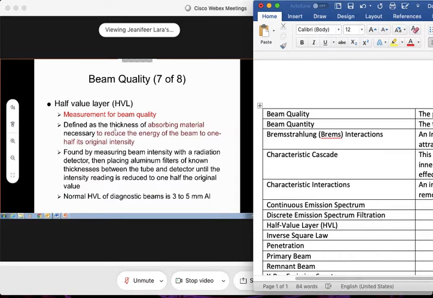And so what's the point of it? We want to make sure that our beam is of quality. Yeah, we have tube filtration. Yeah, we know we're getting 2.5 millimeters of aluminum to weed out the weak photons. But how strong is our beam altogether? And we can determine how strong it is by the half value layer.